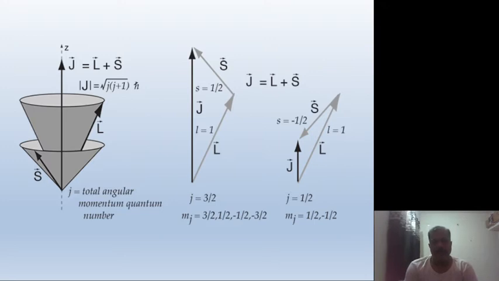In this example, L is equal to 1 and S is equal to half. The J value is 3 by 2. The spinning values are 3 by 2, 1 by 2, minus 1 by 2 and minus 3 by 2. Two spinnings are upside and two spinnings are downside. The next example, L is equal to 1 and S is equal to minus half. From the equation, the value of J is equal to 1 half. The mJ is equal to total angular momentum plus half as well as minus half.